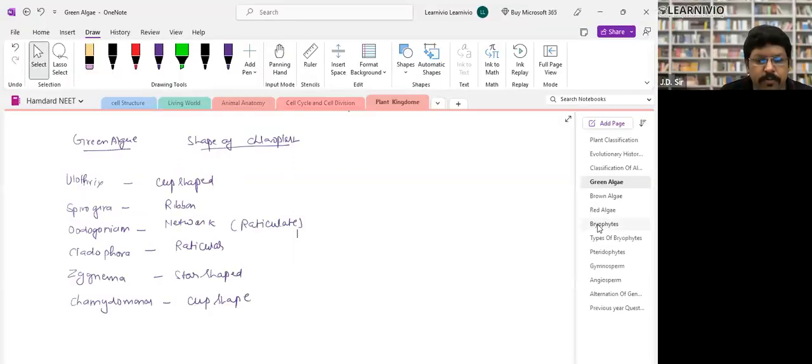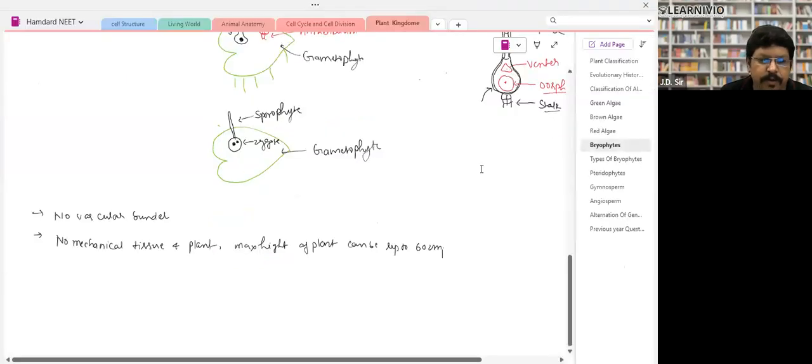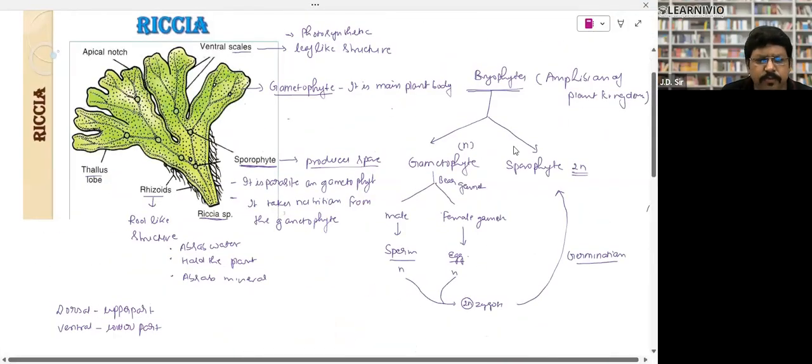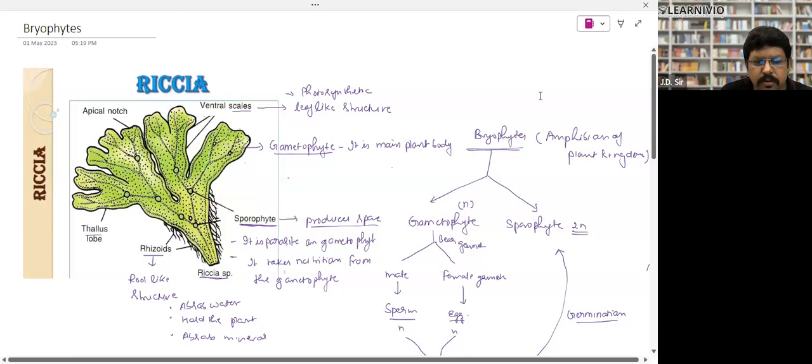Done. Now come to the bryophyte. In bryophyte, you'll get very few questions. So again, it's Riccia, a representative of bryophyte. Scales are there, and gametophyte is the main plant body. Sporophyte is parasitic on gametophyte. That is an important question, right?